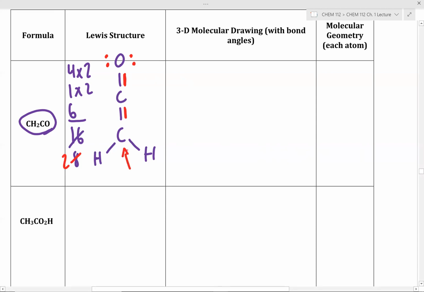So first and foremost, let's look at this bottom carbon. What is the molecular geometry of this bottom carbon? With how many charge spheres? 3. So what's the geometry? Yep, trigonal planar.